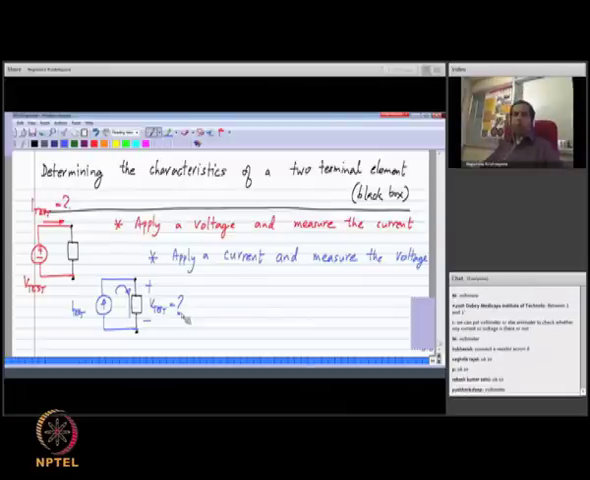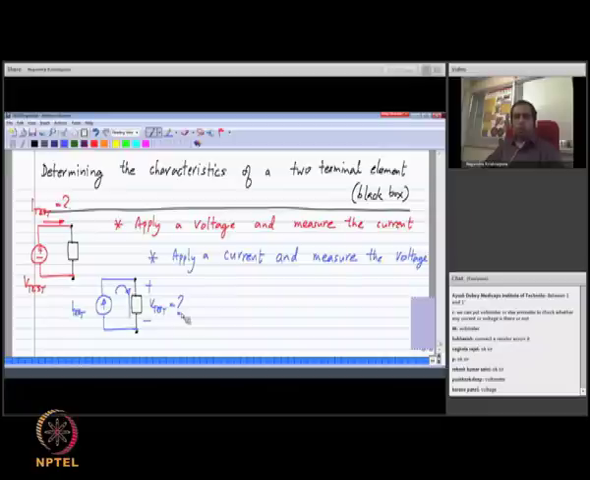Now, in a lab, if you are given a two terminal box, this is what you would have to do. And also in analysis, this is what you would have to do. You either apply a current and measure the voltage, or you apply a voltage and measure the current through the terminals. You apply voltage across the two terminals and measure the current through the terminal. Similarly, you push a current into the terminal and measure the voltage across the terminals. And you use the appropriate sign conventions, which is the passive sign convention. That is what we will use.